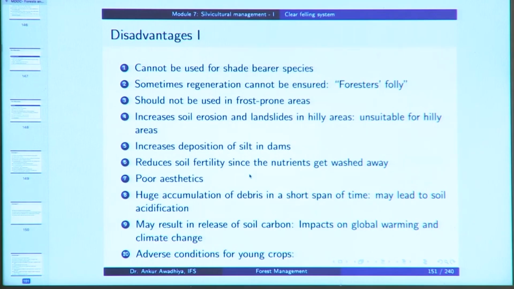In the case of disadvantages, you cannot use it for shade bearer species, and at times if you cannot ensure the regeneration, then you will have the denudation of the forest cover, and it cannot be used in frost prone areas, in areas that are more prone to soil erosion and so on.